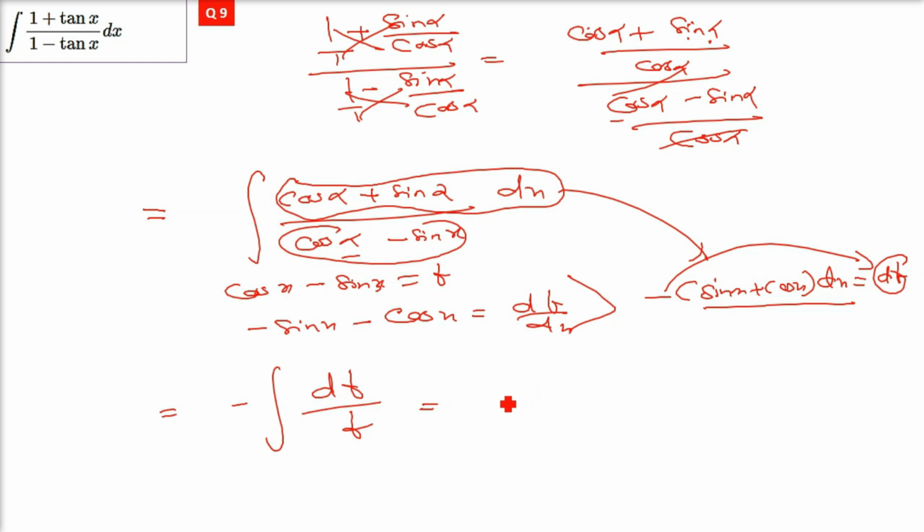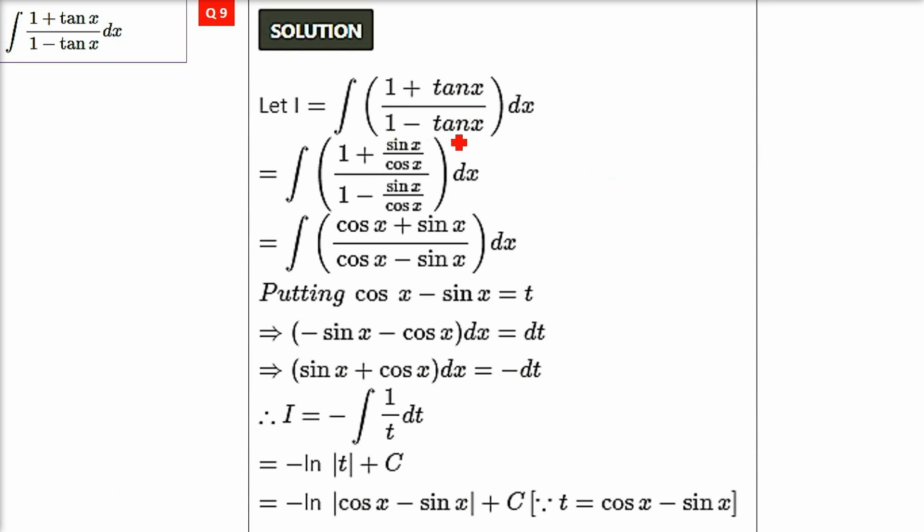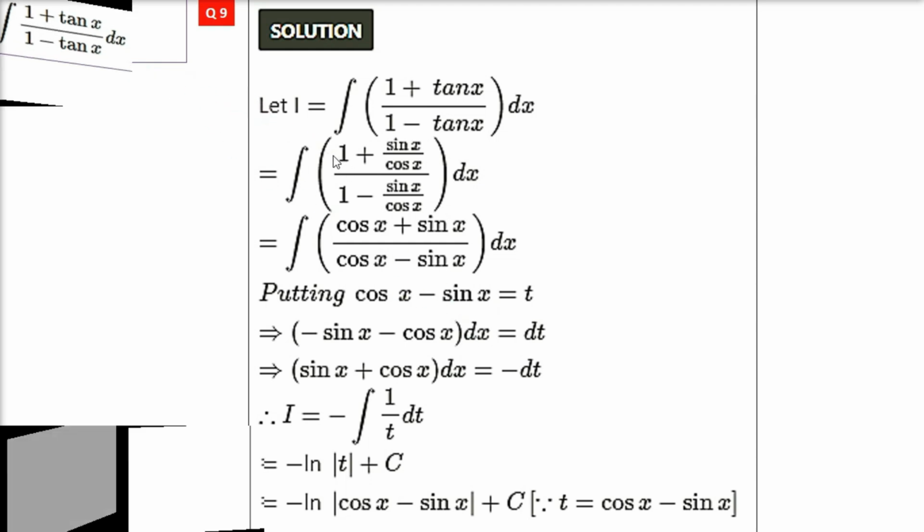So it's simply ln modulus of t. If you remember, cos x minus sin x was t. So just write it, I'm just trying to reduce one step. I'm writing it here only: cos x minus sin x plus constant of integration. There is a negative, and this negative you can just keep, or you can make it simpler if you want. This is your answer. So this is how we go about it. 1 plus tan x over 1 minus tan x, cot x plus 1 over cot x minus 1, same result, same solution. But there will be one question which will come just now, and I'll show you.